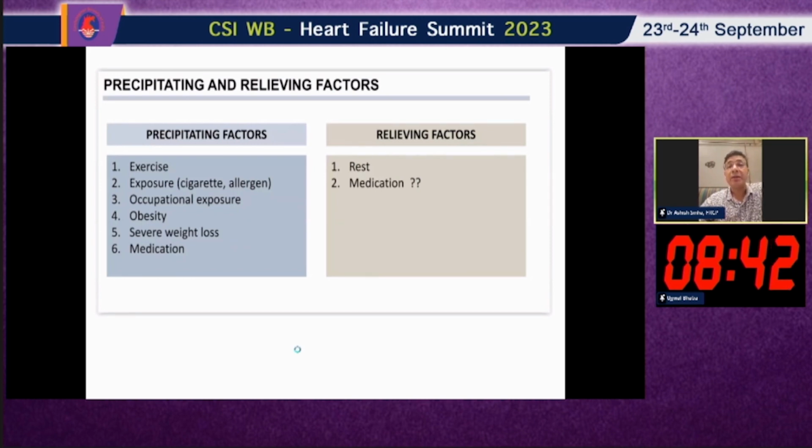Now, what are the relieving factors? Again, this is very important. What helps you? Like rest. Does rest give relief to your dyspnea? Whether medications, special medications, give relief to your dyspnea. So again, this is very, very important, spending time asking meticulously on the cause. Next slide, please.